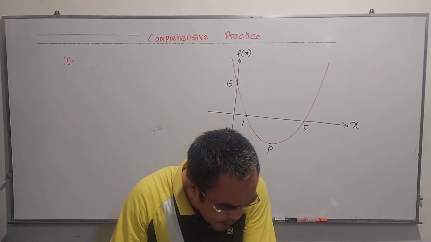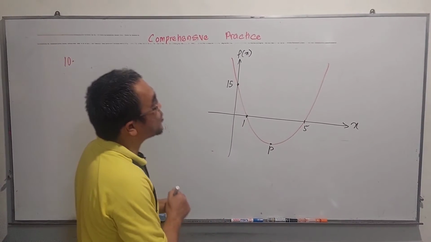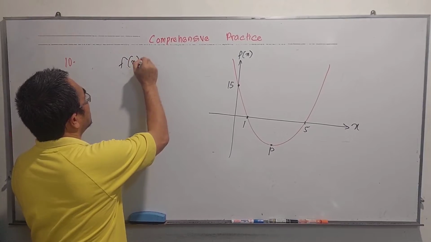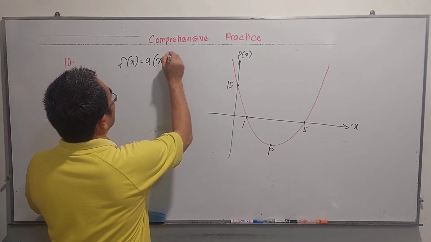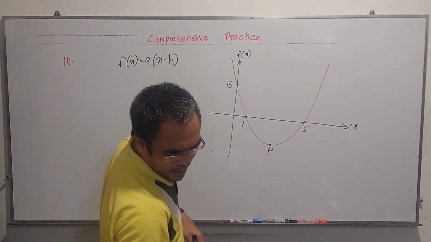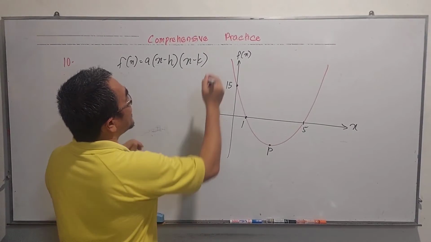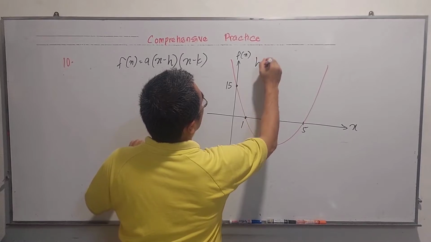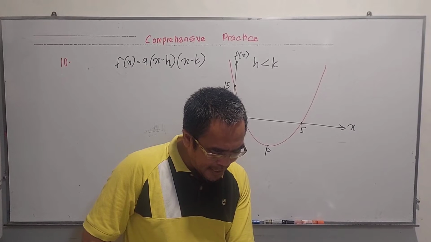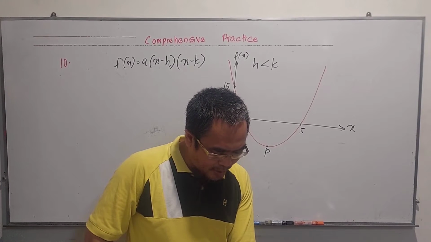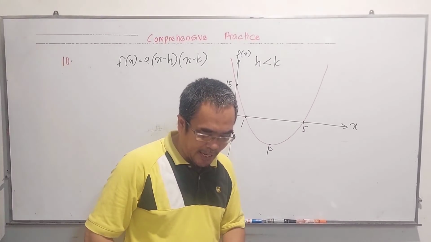Okay. The diagram shows part of the graph of the quadratic function f(x) equals a(x minus h)(x minus k), where h is smaller than k. Point P is the minimum point of the graph of the quadratic function. A: calculate the value of h, k and a.